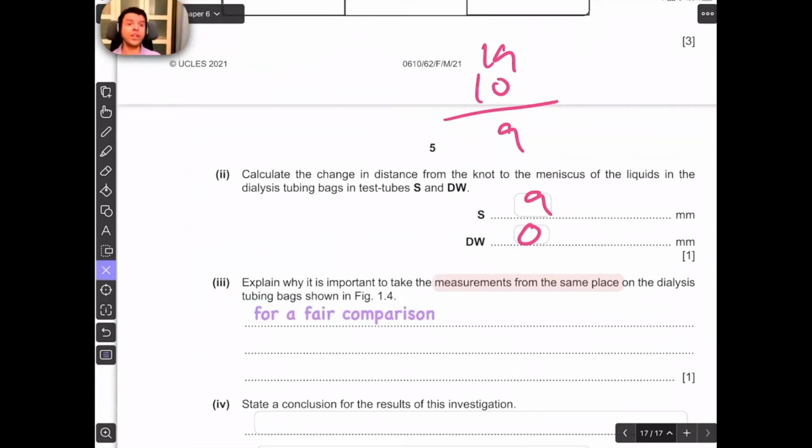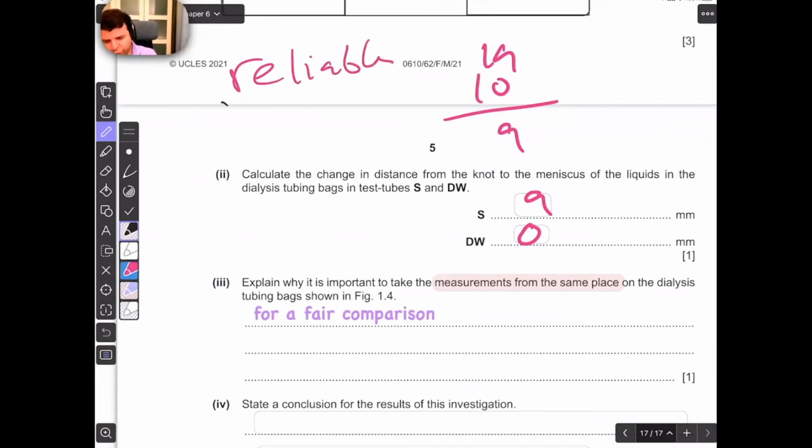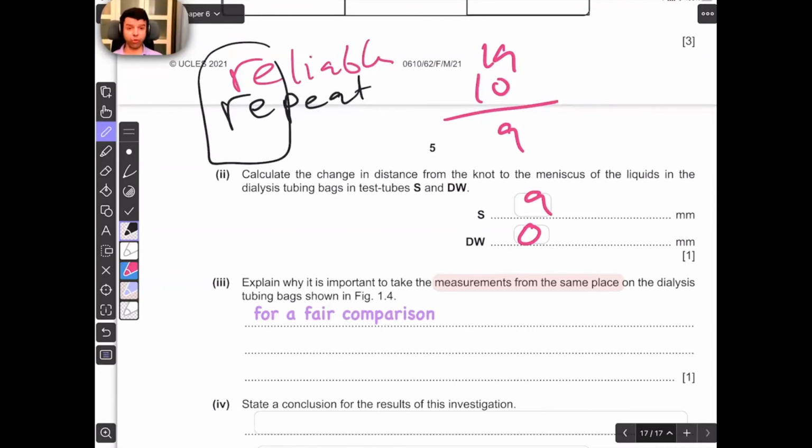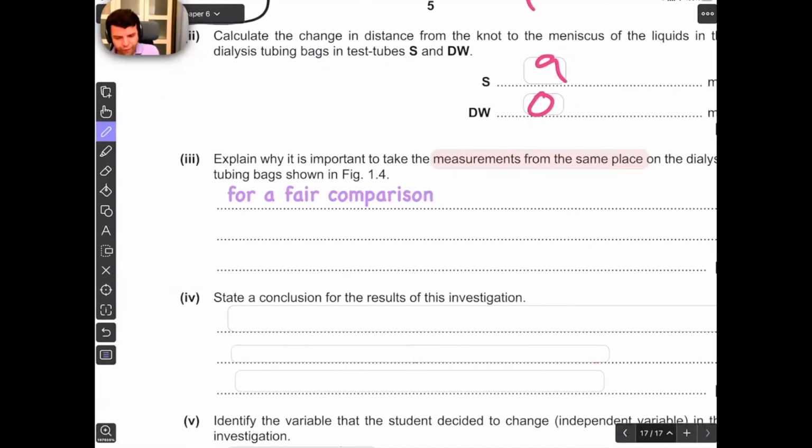Again, you don't say to make it reliable, you only say reliable. Look, the word reliable starts with RE, right? Reliable always refers to repeats, starts with RE as well. So that's what we have to keep in mind. I didn't do several measurements. I was just trying to compare between the two bags. So I'm going to say to have a fair comparison between those two bags.